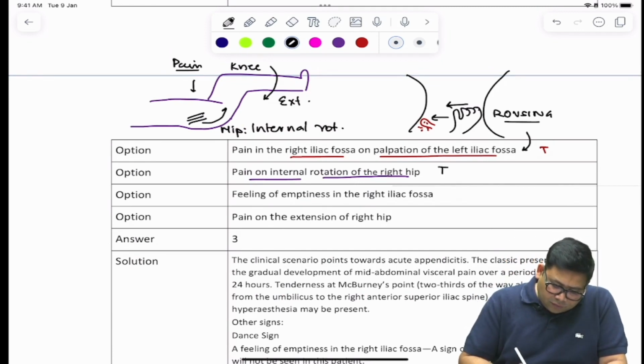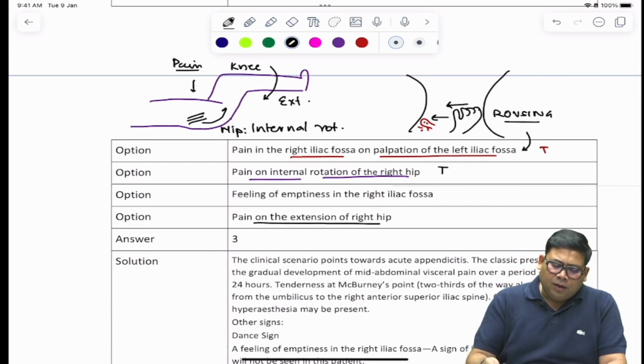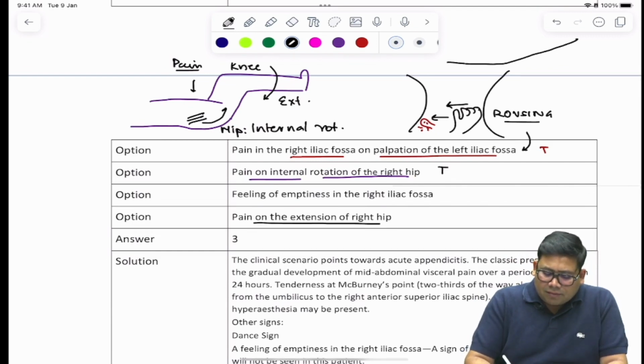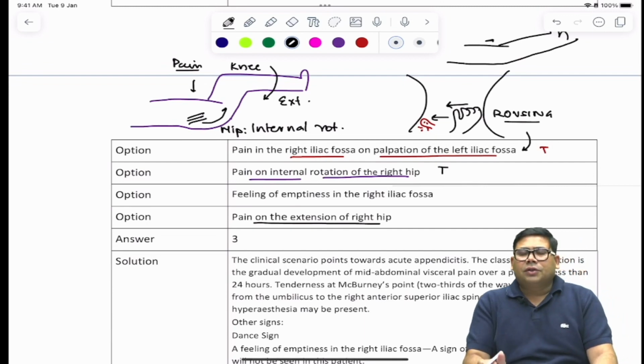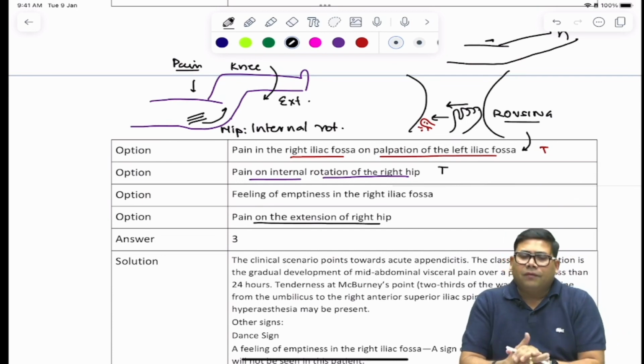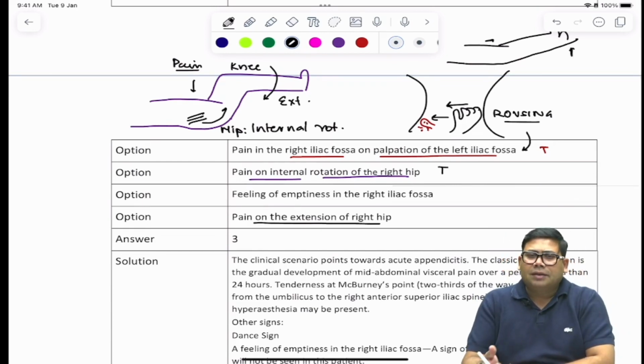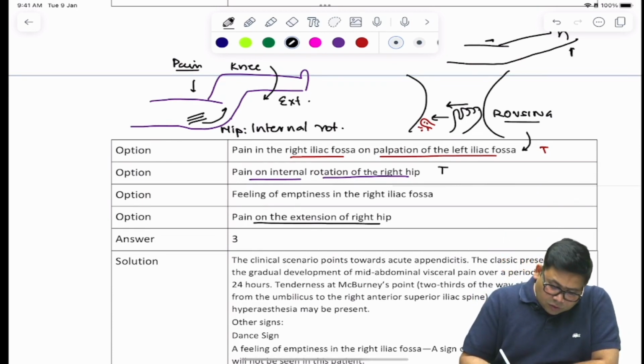Pain on extension of the hip, pain on extension of the right hip. Students, again, this is nothing but the Psoas test. So when we talk about the Psoas test, yes, on extension without the knees flexed, when you elevate the limbs, there will be pain, and this is a Psoas test. So this is also true.